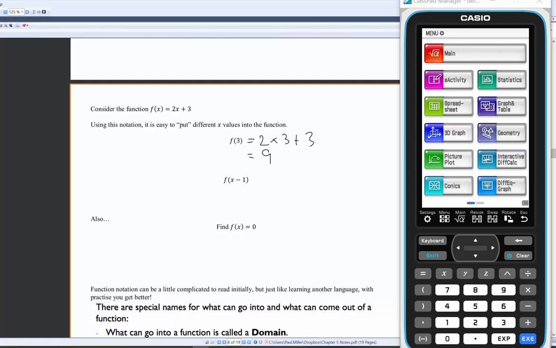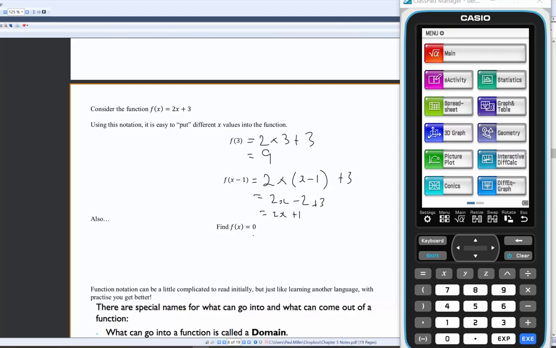You can put anything into a function, as long as it will accept it in its domain. But anyway, this one here is going to be 2 multiplied by x take 1 plus 3. Let's rewrite that as 2x take 2 plus 3, 2x plus 1.